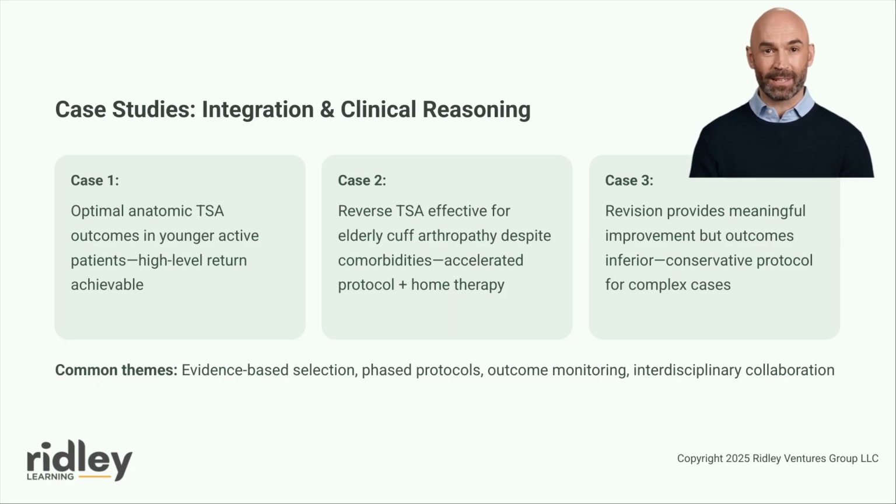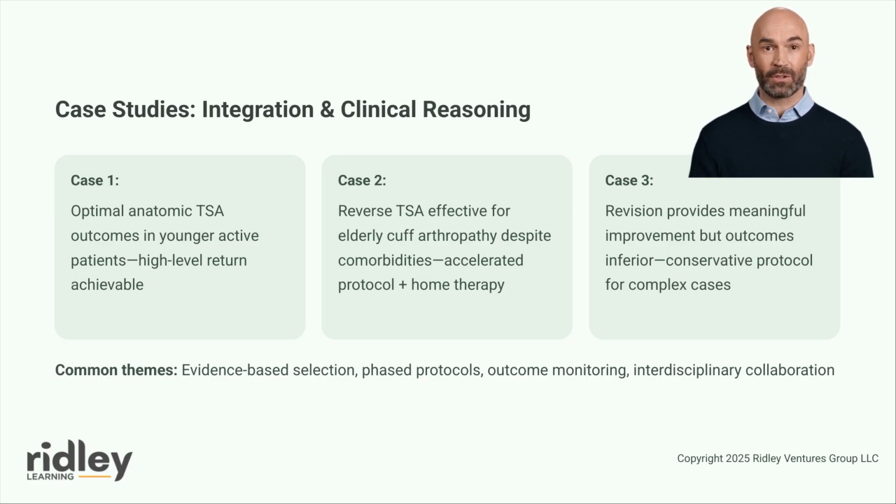Now let's integrate these cases and discuss the clinical reasoning they demonstrate. These 3 cases exemplify evidence-based surgical decision-making and rehabilitation individualization across diverse populations. Case 1 demonstrates optimal outcomes with anatomic total shoulder arthroplasty in younger active patients with intact cuffs, achieving high-level recreational return. Case 2 demonstrates reverse total shoulder arthroplasty effectiveness for restoring overhead function in elderly cuff arthropathy patients despite comorbidities, utilizing accelerated protocols and cost-effective home therapy.